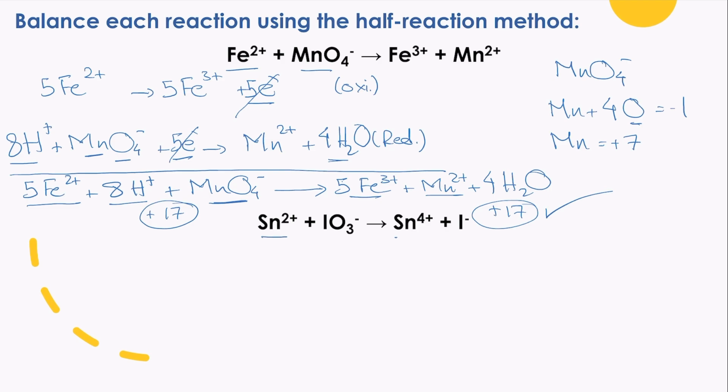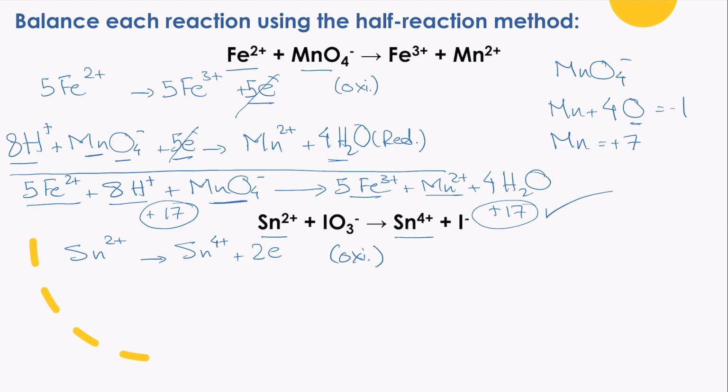Sn2+, it became Sn4+. How this has happened? This happened by losing 2 electrons. Sn lost 2 electrons. It's oxidation. How I may know if it is oxidation or not? You need to check the oxidation number. If the oxidation number increased, so it is oxidation. This is representing the oxidation half reaction.